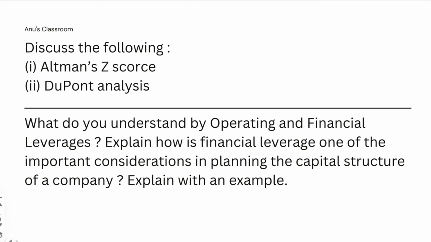The next question is actually a two-part question. The first is to discuss Altman's Z-score, and the second is DuPont analysis. So let us look at what Altman's Z-score is. Altman's Z-score model is a numerical measurement that is used to predict the chances that a business is going to go bankrupt in the next 2 years.